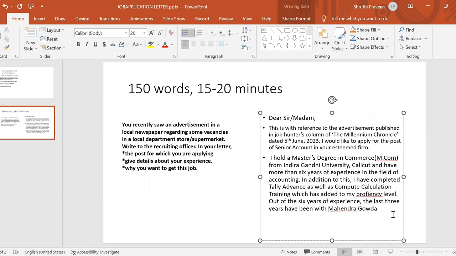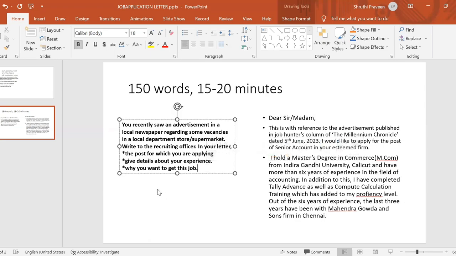So out of the 6 years of experience, the last 3 years have been with Mahendra Gowda and Sons. Yes, so the fact that this name that you have written shows that it's a giant in the accounting field. Mahendra Gowda and Sons firm in Chennai. So that is done. Your second paragraph is also done. Now you are going to write about your third paragraph. I'll just write it here so that it's all on the same page.